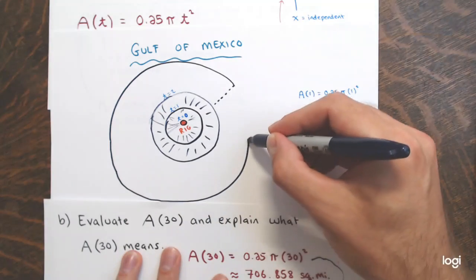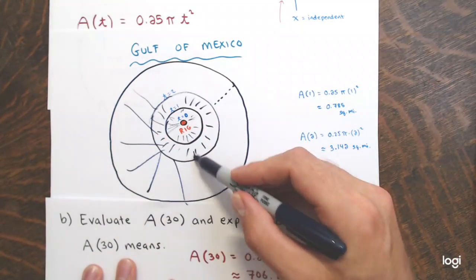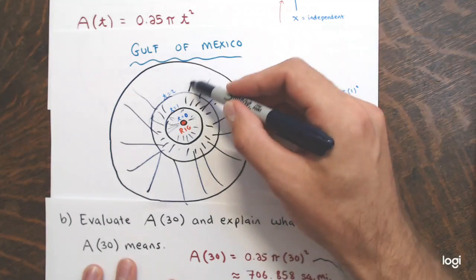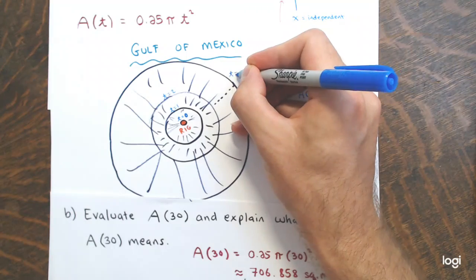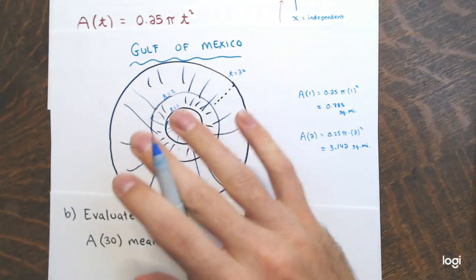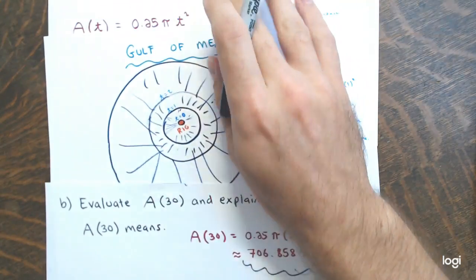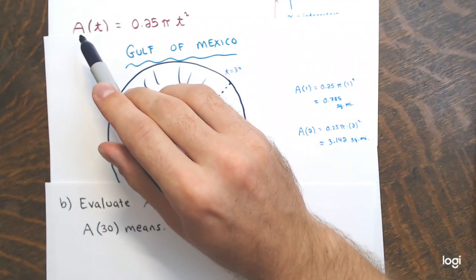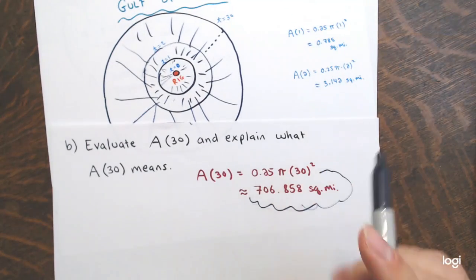The oil slick, if the oil is not contained, if it's not stopped, is just going to get larger and larger and larger and become this larger and larger circle. And here's when t equals 30. Thirty days later, the oil slick has taken up a little over 700 square miles of the Gulf of Mexico on the surface, right? So that's what that means. That's what this A of t means. It's just the area of the oil slick after t days, right? t days after the explosion.